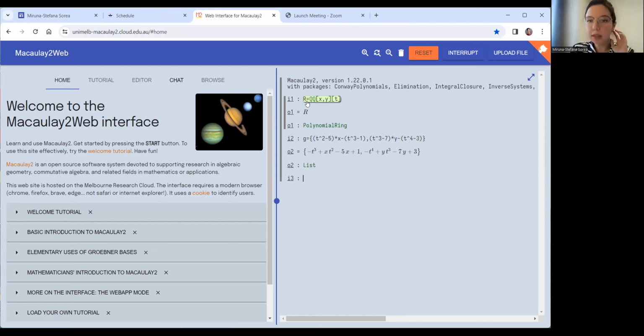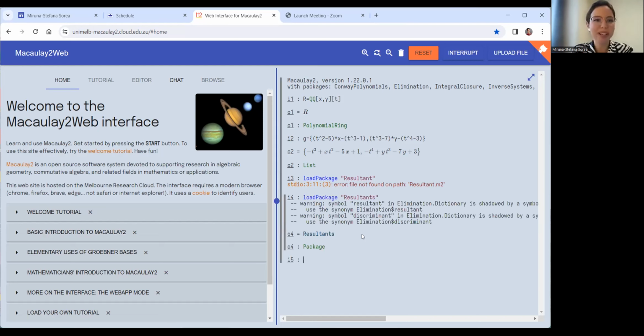Here we defined this list. It was already expanded for us, and now I hope you have this package. So we add load package. Maybe it works also without, but I need to load the package for the resultant to make sure that my command works. Okay, sorry.